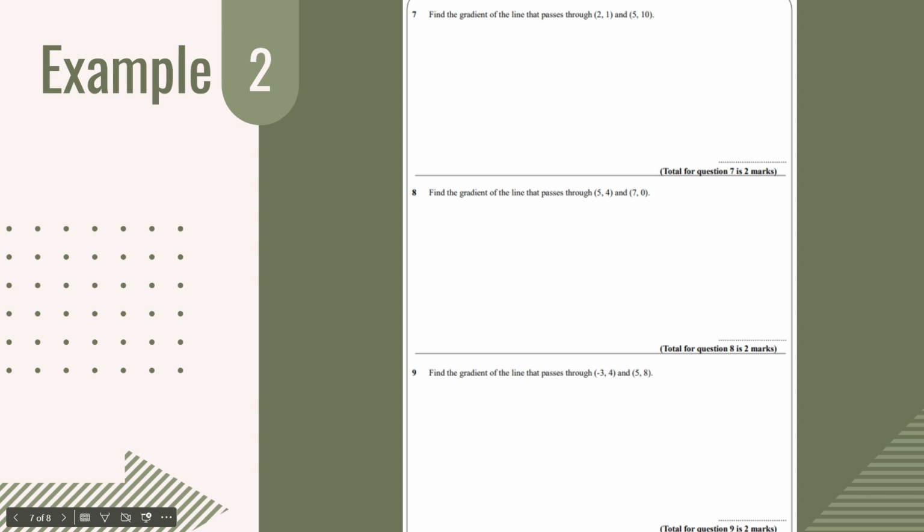So, in our first question, we have to find the gradient of the line that passes through (2, 1) and (5, 10). So we use our equation of gradient equals, and then we do 10 minus 1 divided by 5 minus 2. Which is the same as 9 over 3, which is 3. So our final answer is just 3.